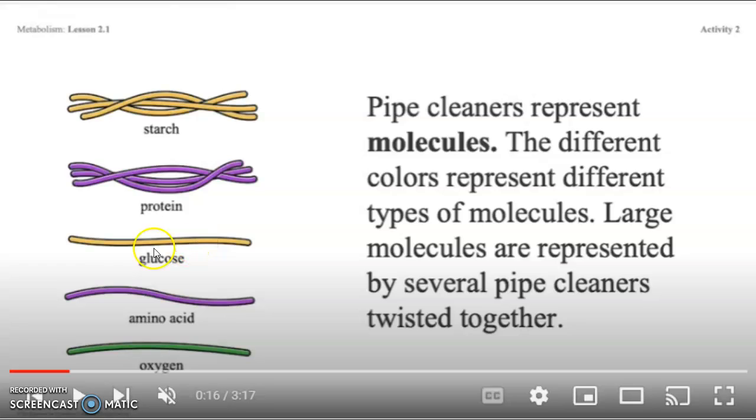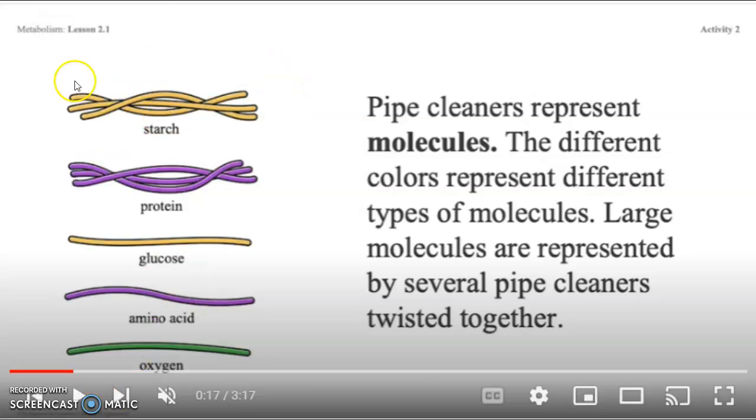Now, if you notice down here, each yellow one represents a piece of glucose or a molecule of glucose. So three of those stack together to make a starch. Amino acids, an individual purple one is an amino acid, and three of those stack together to create a protein. You'll also have oxygen molecules as well. So some of these will be twisted together, and you'll have to untwist them and pass them through individually, except for the oxygen. The oxygen won't be. And then once they break down, they'll be glucose or amino acids.